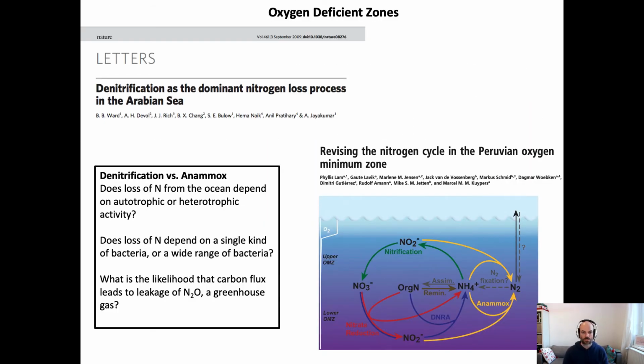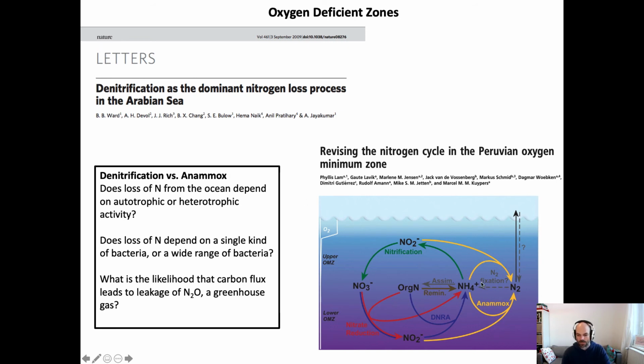And so there are some pretty important differences, and here are just 2 of the papers that came out in the late 2000s, early 2010s, where there were some really high-profile studies asking these questions, and different groups got different answers. So here is a paper where the title is Denitrification as the Dominant Nitrogen Loss Process in the Arabian Sea. So denitrification is more important than anammox. And here is a paper with the title Revising the Nitrogen Cycle in the Peruvian Oxygen Minimum Zone. So here they're going off the coast of Peru. Here they're going off the coast of India in the Arabian Sea.